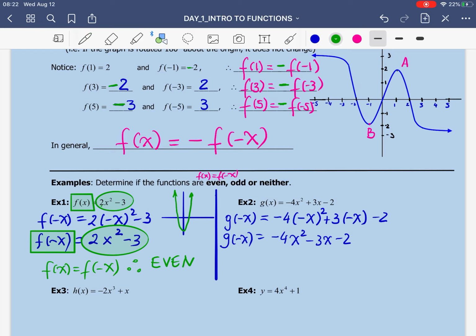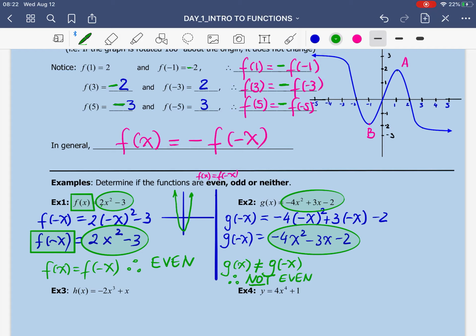So I'll take a break now, and I will try to compare the expression that represents g of negative x with g of x. And I see that the first terms are the same. That's great. The last terms are the same. That's awesome. But the middle terms are not exactly the same. So that's enough for me to say that g of x is different than g of negative x. Therefore, the function is not even.